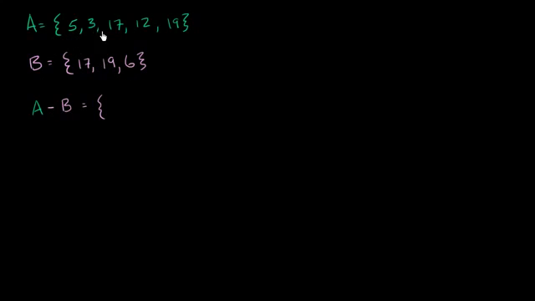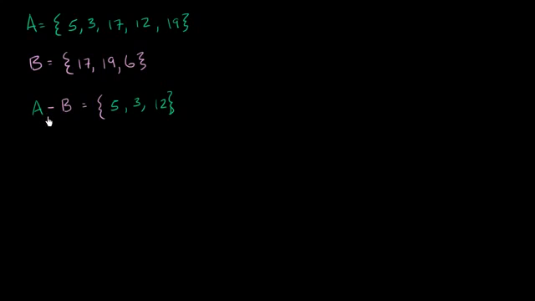Well, that means let's take set A and take out the 17s, the 19s, and the 6s. So we're going to be left with the 5, we're going to have the 3, we're not going to have the 17 because we subtracted out set B. 17 is in set B, so take out anything that is in set B. So you get the 5, the 3, see the 12 is not in set B, so we can keep that in there, and then the 19 is in set B, so we're going to take out the 19 as well. And this right over here is set B subtracted from set A.